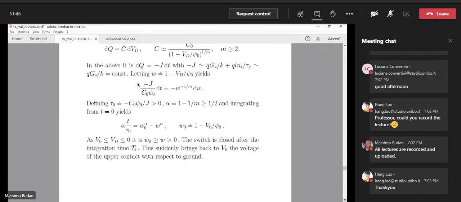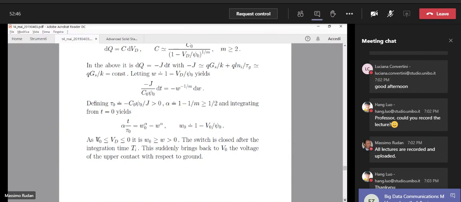So in conclusion, the dependence of W on time is given by this relation. And of course, W0 is the value of W at time equal to 0. So it is 1 minus the applied bias V0 divided by psi 0. Okay. So the issue is that the initial voltage V0 is negative, and as time evolves, the voltage drop across the junction is less and less negative. So at any instant of time, VD will be still negative, but larger than V0.